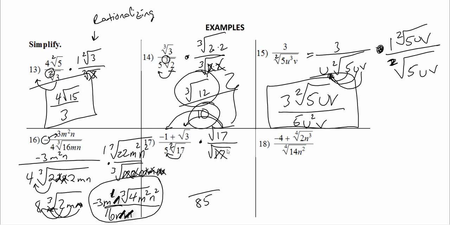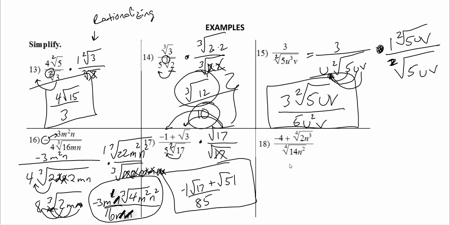But again, what did I say? Insides with insides, outside with outsides. So this is a negative 1 root 17. And then this is going to be plus root 51. 3 times 17 is 51. I cannot reduce any of them, so I am done. That wasn't that bad.